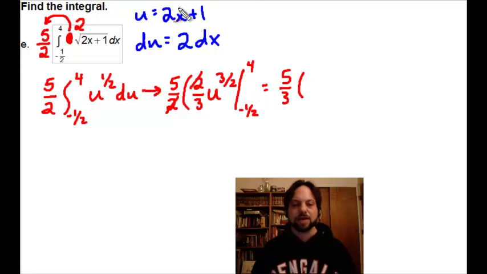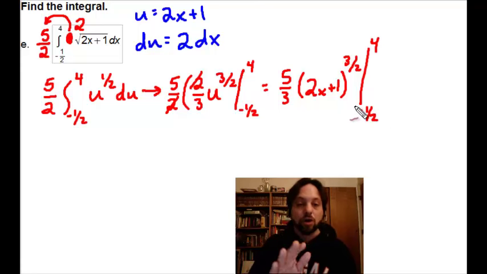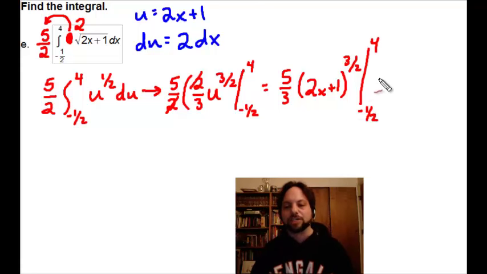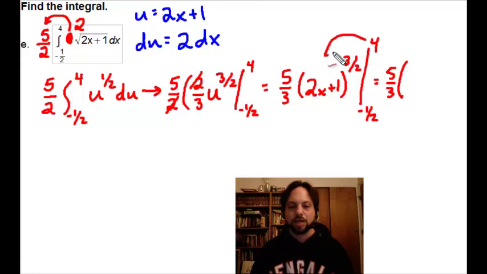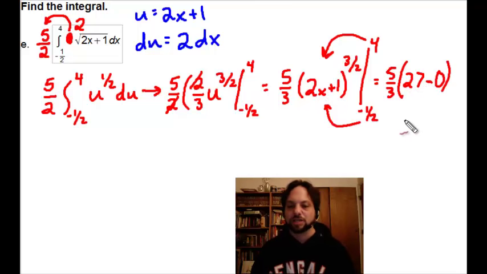Of course, I do need to plug my u back in. So this will say 2x plus 1 to the 3 halves power. And again, that will be from negative 1/2 up to 4. All right, we're almost done here. All we need to do at this stage, keep our 5/3. If we plug our 4 into this thing, of course, we'll get 9 to the 3 halves power, which is 27. And if we plug negative 1/2 into this, that, of course, gives us 0. And 0 to the 3 halves is just 0. So it looks like we end up with overall 5/3 of 27, which, of course, is just 45.